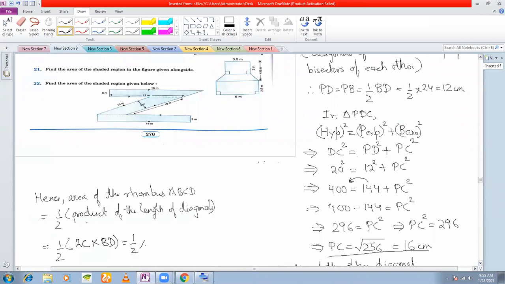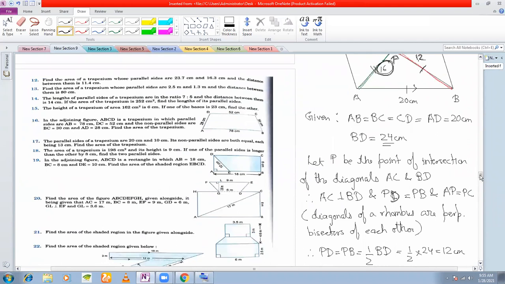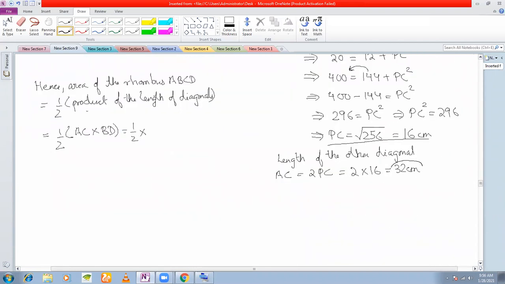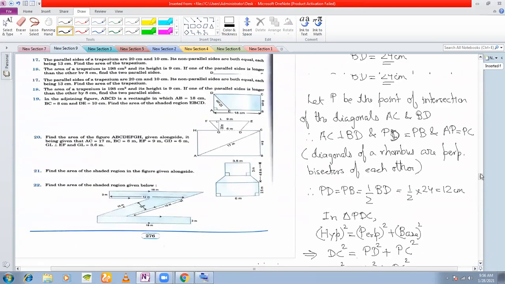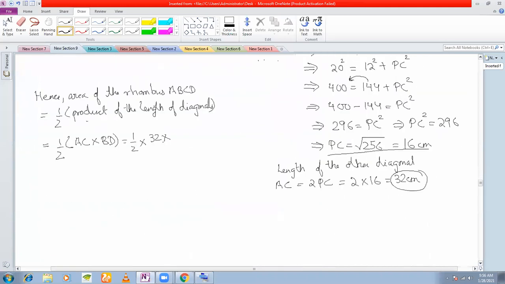Half. And the length of AC we have found out here to be 32. So half into 32. And the length of the diagonal BD was given to you as 24. And cancel this. This is 32 into 12, which is 384 centimeter square. Okay.